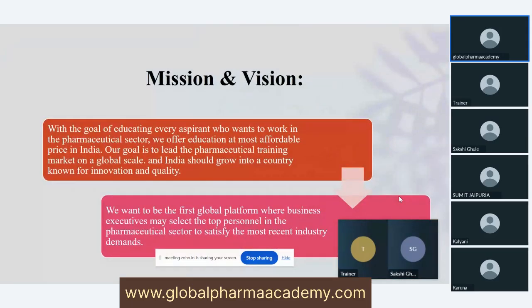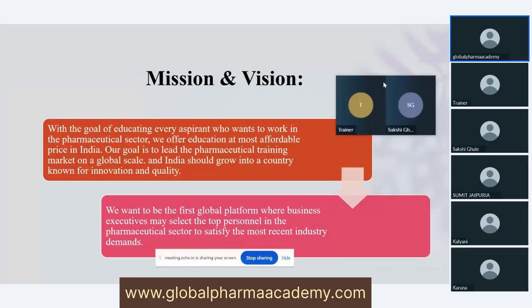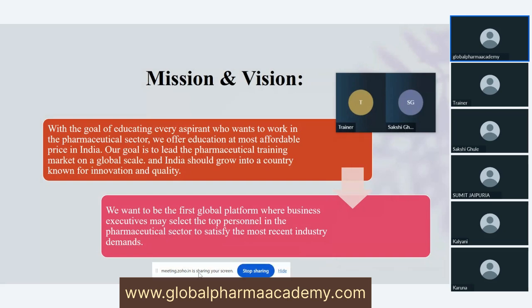Then our mission is to go with the goal of educating every aspirant who wants to work in the pharmaceutical sector. We offer education at the most affordable price in India. Our goal is to lead the pharmaceutical training market on a global scale, and India should grow into a country known for innovation and quality. We also want to become the first global platform where business executives may select top personnel in the pharmaceutical sector to satisfy the most recent industry demands.